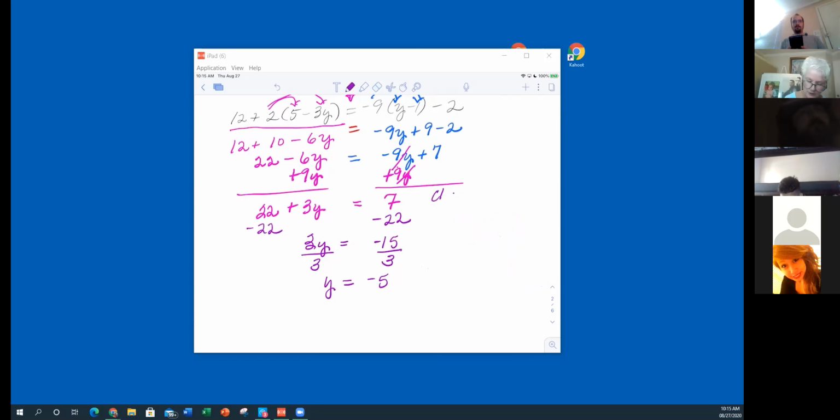I hate it when the check doesn't work and you're like, okay, this is not what I was trying to do here. 12 plus 2 times 5 minus negative 15. Does that equal negative 9 times negative 5 minus 1 minus 2? I think it was the left side, just 5 minus a negative 15 should give you 5 plus 15, 2 times 20.